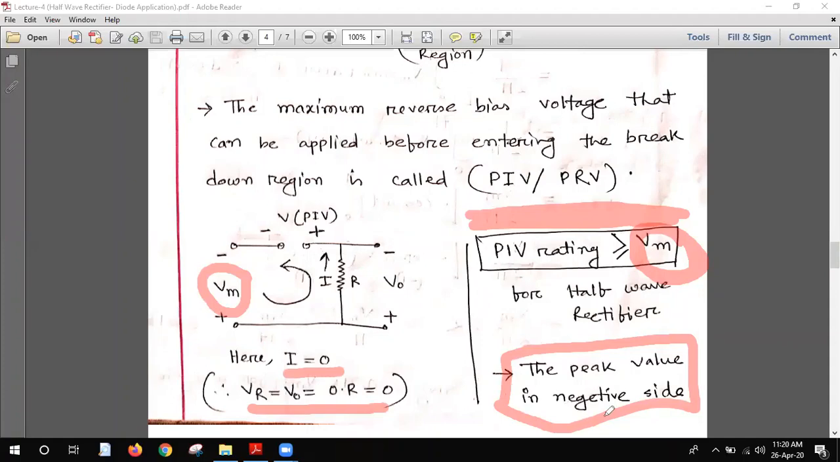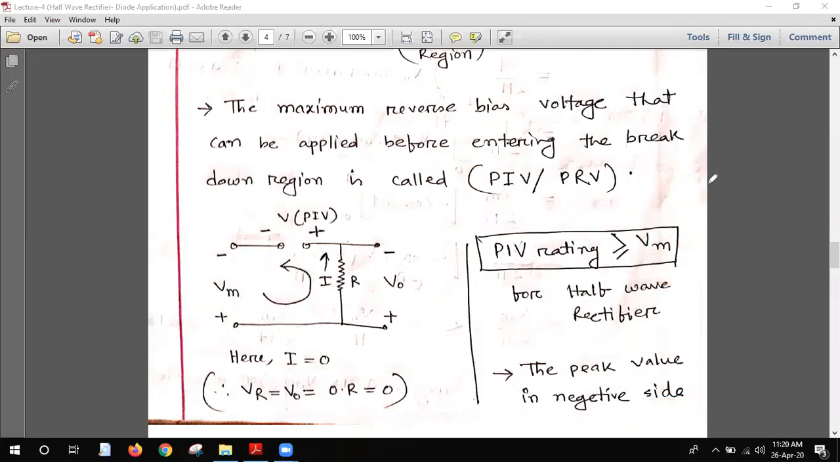So the peak value in the negative cycle is the PIV rating. We should not cross that peak value. Otherwise, it will enter into the Zener region. So it's just a concept. We'll discuss this kind of PIV rating in later lectures also. So just a concept of PIV: the maximum reverse bias voltage that can be safely applied.